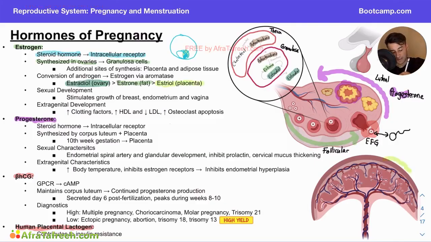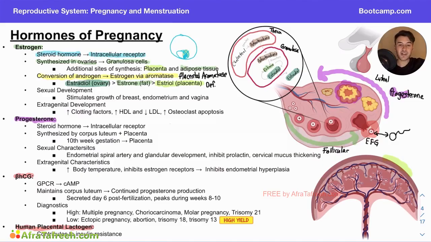And then we also have estriol, which comes specifically from the placenta only, and it's the weakest form. So I'm going to highlight this light green in our placenta to show that's where that type of estrogen comes from. So we talked about our additional sites of synthesis, our placenta for estriol and our adipose tissue for estrone. And then we talked about our conversion of androgens into estrogens via aromatase and how this is important for placental aromatase deficiency.